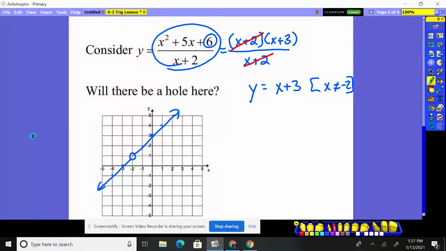So the main thing that we really are going to ask is, hey, where's the hole? There's going to be a hole at x being negative 2. And you can either say x can't be negative 2 or just say, hey, there's a hole at x equaling negative 2, which is more of what I would write.